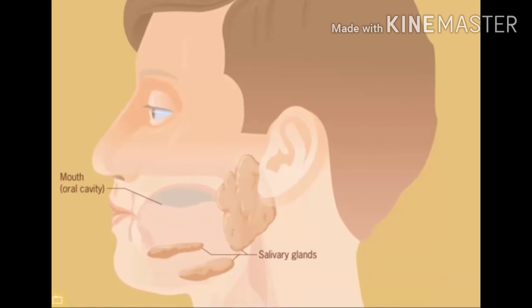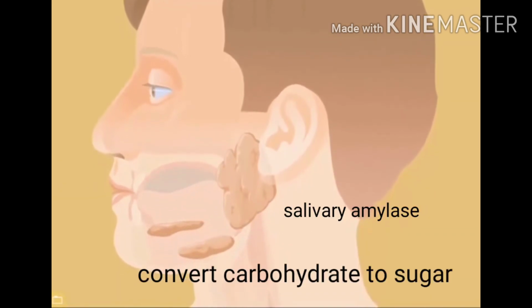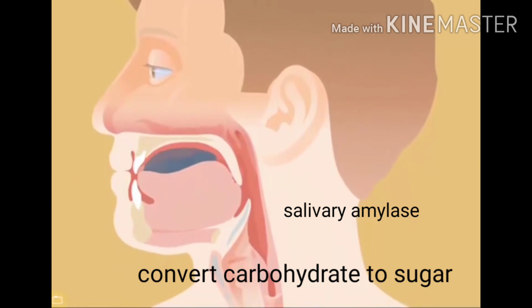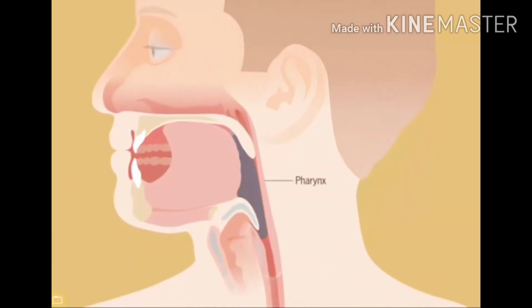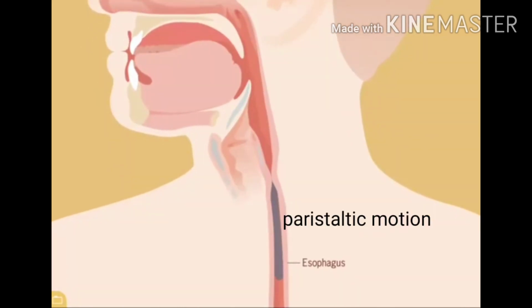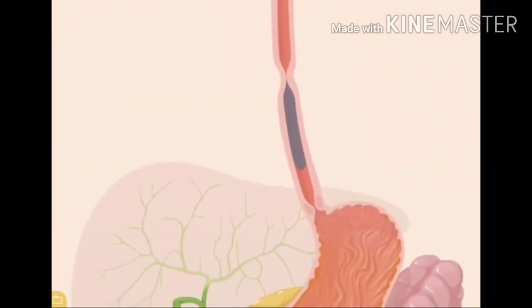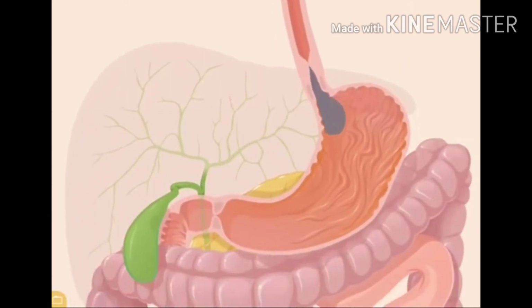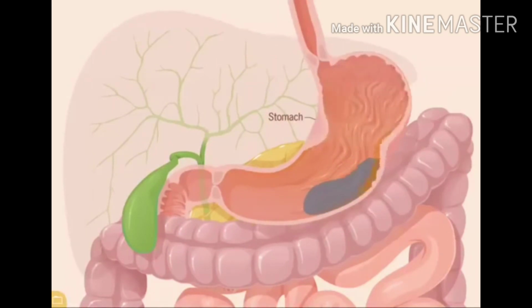Saliva is secreted by salivary glands which moisten the food, and saliva consists of the enzyme salivary amylase which digests carbohydrates to simple sugar in our mouth. Food next reaches the stomach via the esophagus with the help of peristaltic motion achieved throughout the alimentary canal. The stomach is a large organ which expands when food enters it. The muscular walls help in mixing of food with digestive juices.